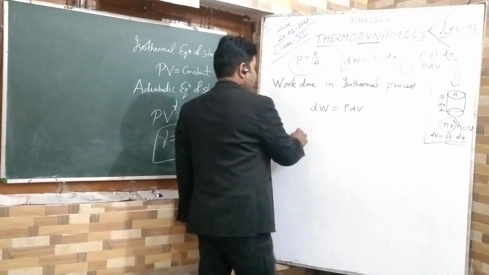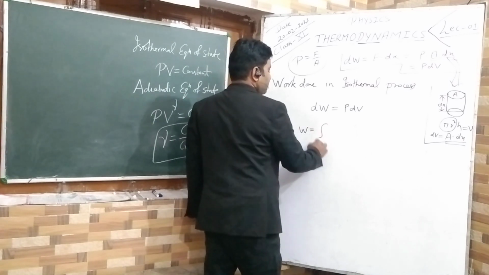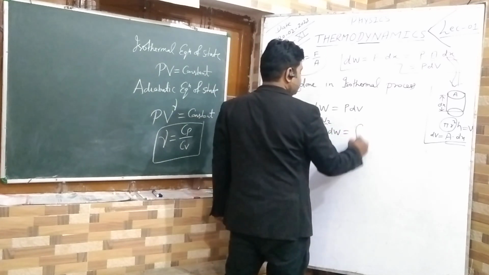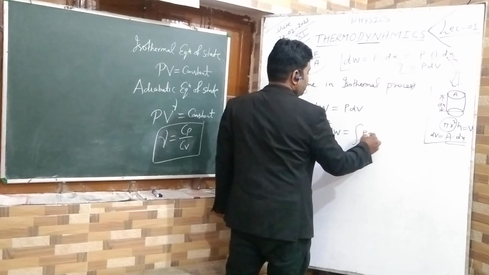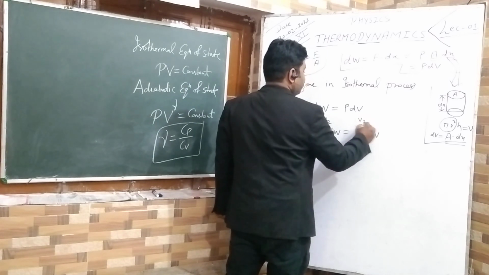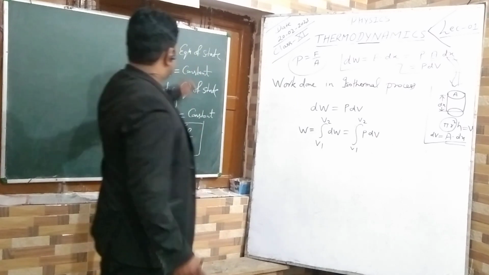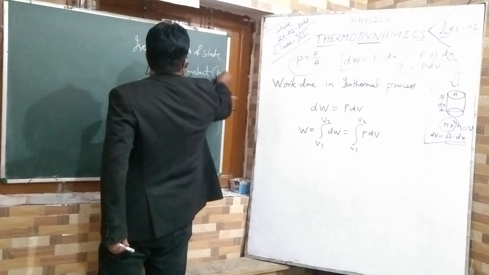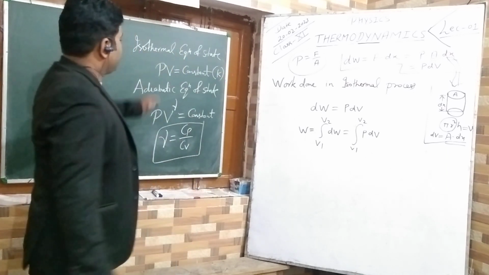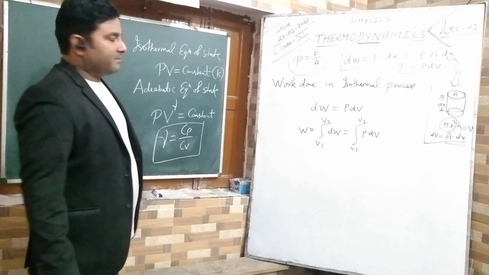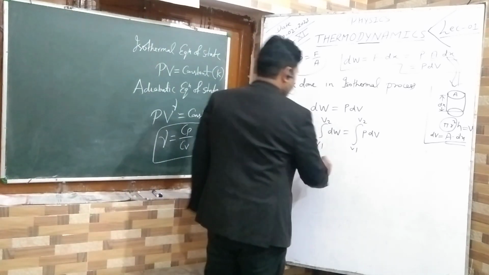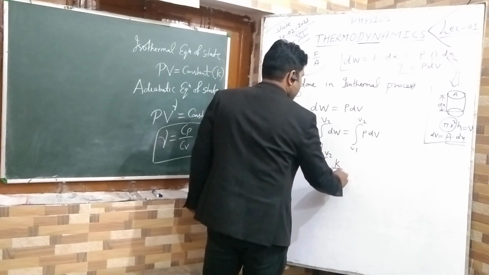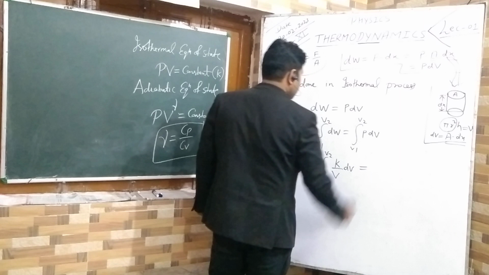After this, the total amount of work done, only one integration from V1 to V2, this amount of work done is the integral of P dV from V1 to V2. Just see, here PV is equal to constant, take this constant K, then you have to replace P is equal to K upon V. Let's see, integration from V1 to V2 of K upon V dV is equal to what?